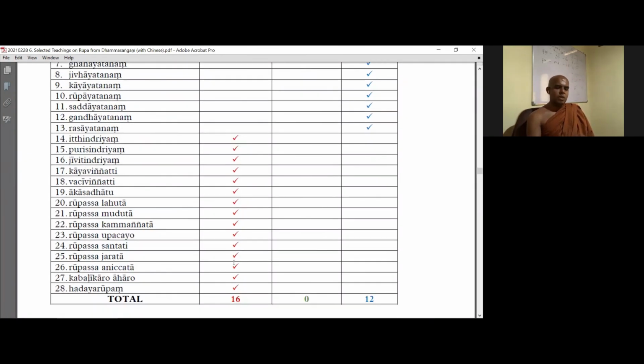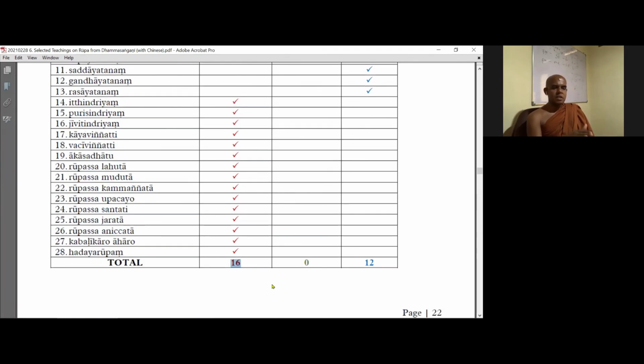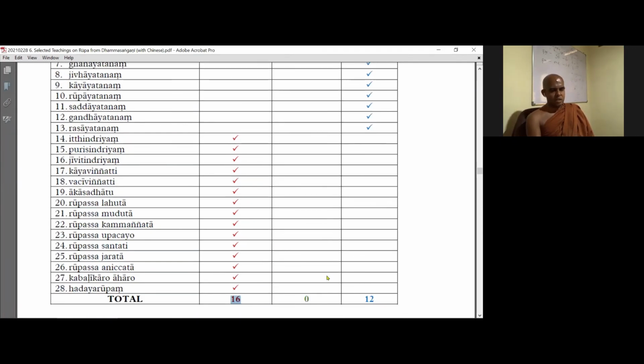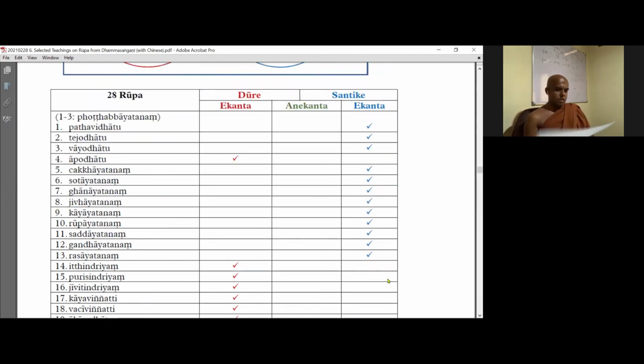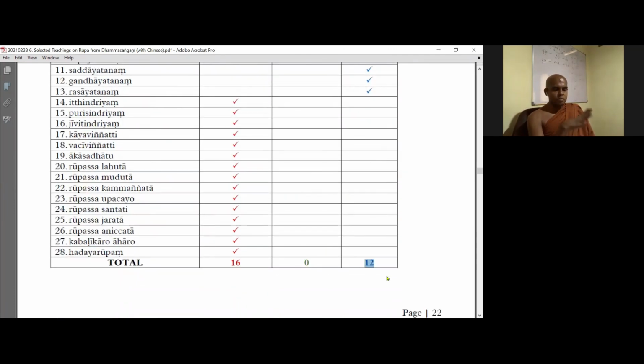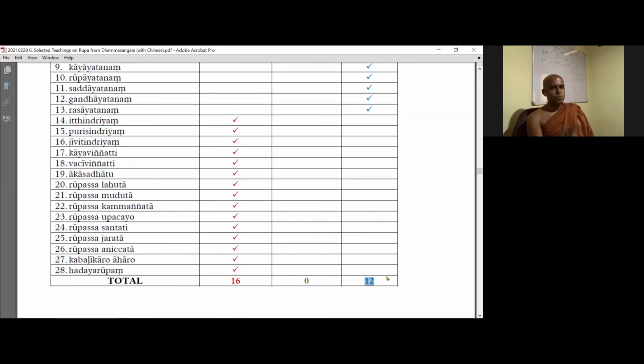In the same way, something is nearby. The 12 means olarika, gross. Then the 16 rupa far from you become sukhuma, very subtle. This way, according to the Dhammasangani, there are 28 types of rupa, and they classify them according to the 2 groups.